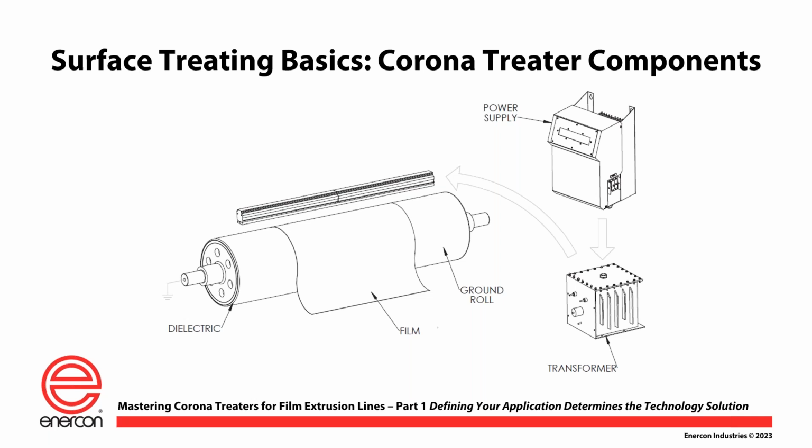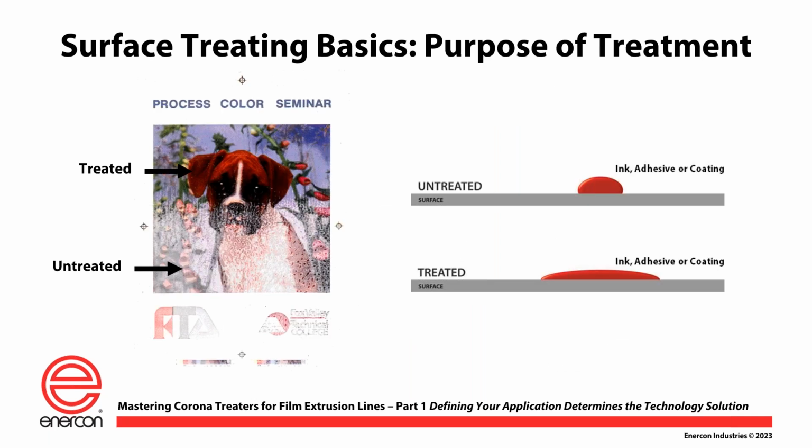That 10,000 volts at 20 or 30 kilohertz energy that comes out of that transformer and that's connected to the electrode, that is the basis of the process, and that's what then changes the surface energy of your particular film.